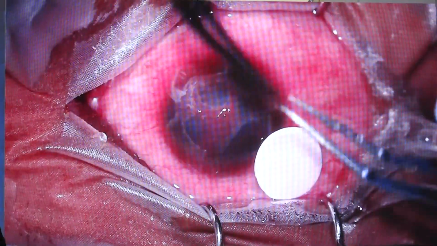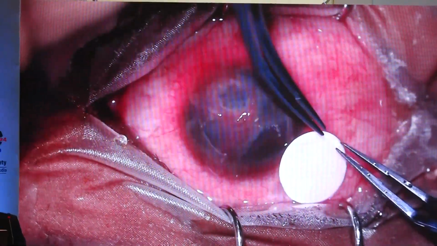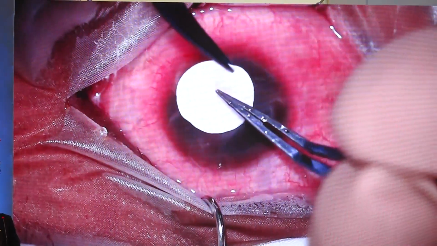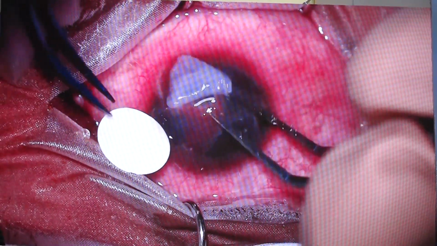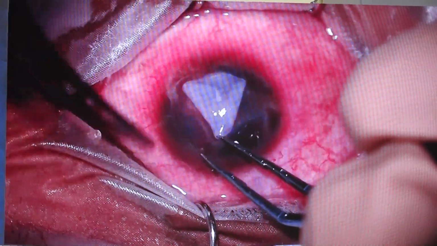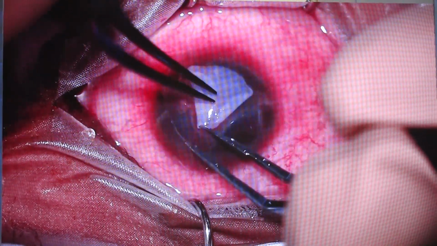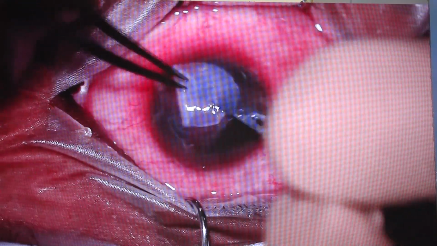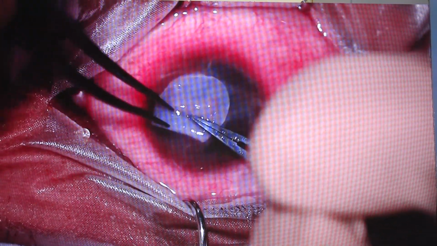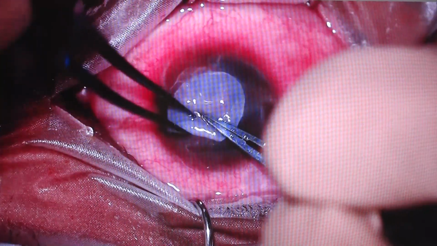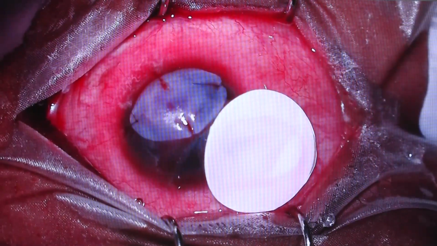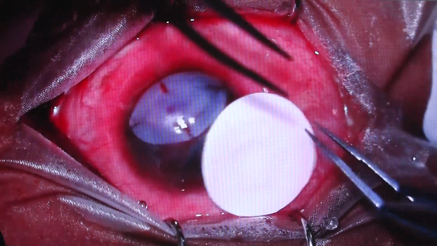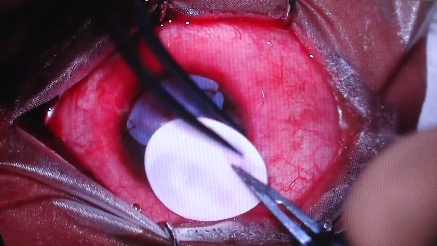So the plan is to cover the crater with a circular patch of AMT and then again cover the entire surface with a larger AMT. So now we are just focused on this. This is the freshly prepared human amniotic membrane which Soham has shown. Then you just anchor it with interrupted sutures.